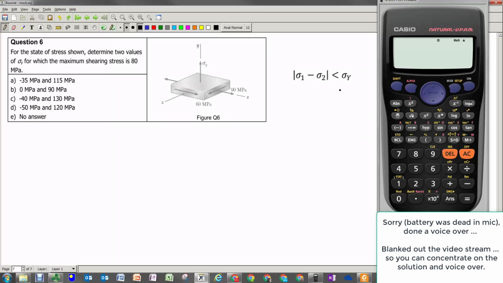So we're using the Tresca criterion here. I'm looking for two stress components, the biggest and the smallest stress components, represented by sigma 1 and sigma 2, and we're going to set that to be a yielding stress in the orthogonal direction to those two components.